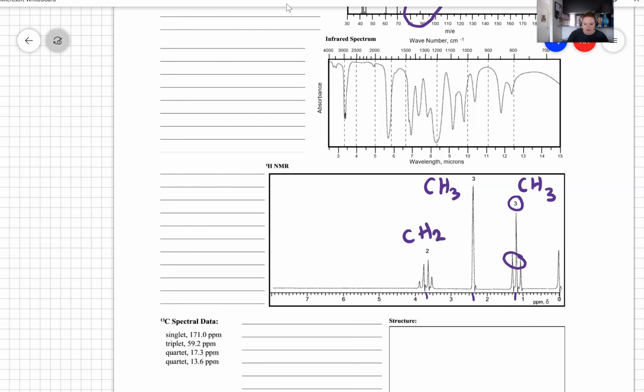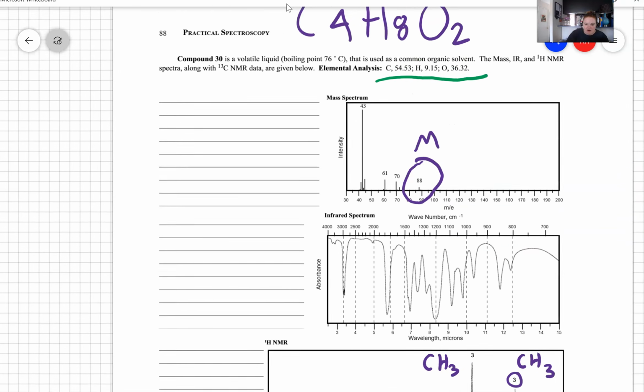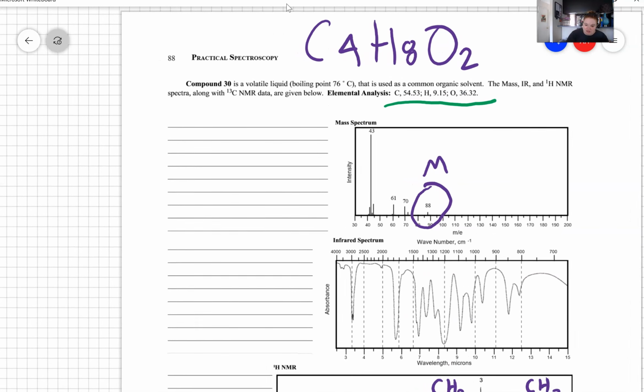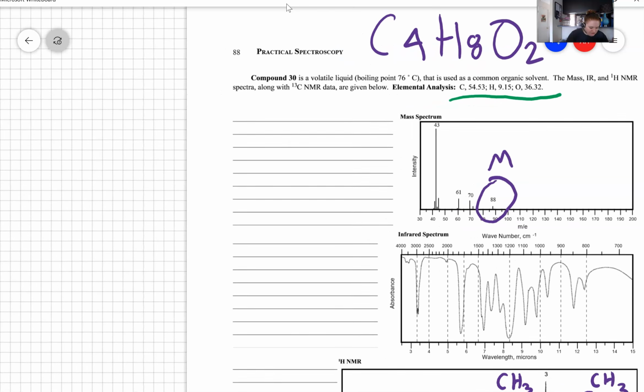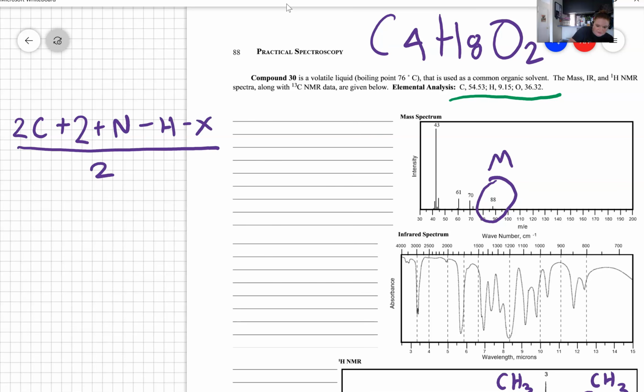We know that there are also 2 oxygens in this formula. Oh, one thing we didn't do, we didn't calculate our degrees of unsaturation. So let's do that real quick. Our formula is 2 carbons plus 2 plus the nitrogens minus the hydrogens minus the halogens, all divided by 2. So for this one, that's 2 times 4 plus the 2 minus 8.